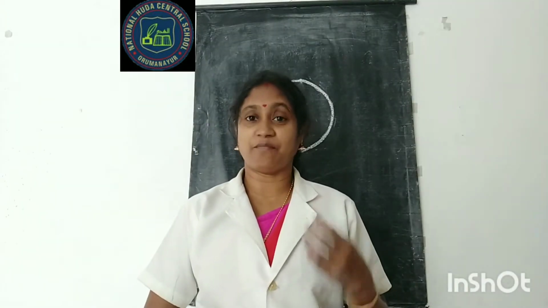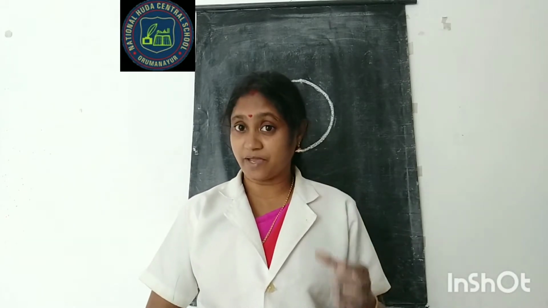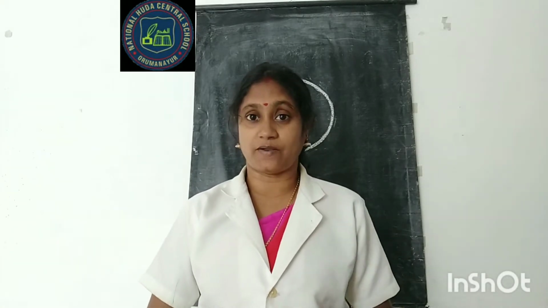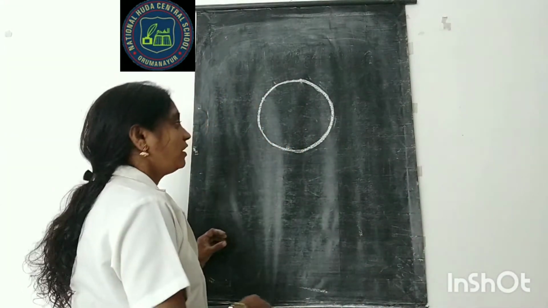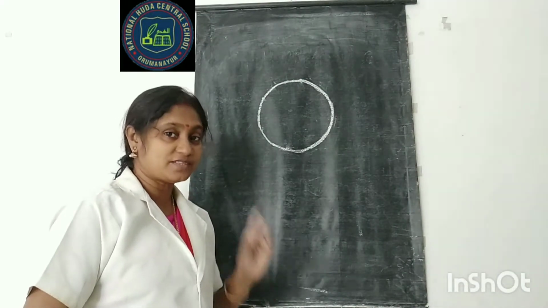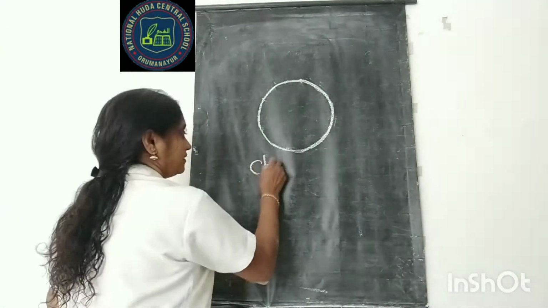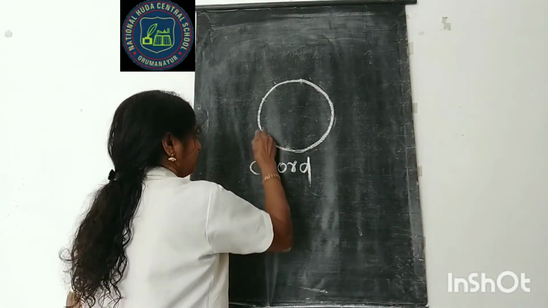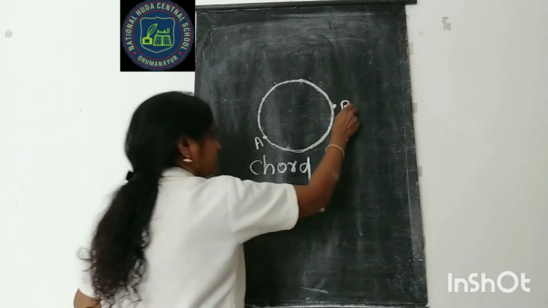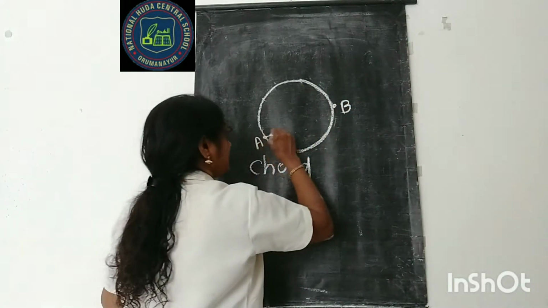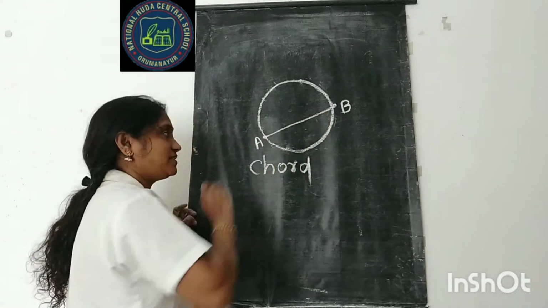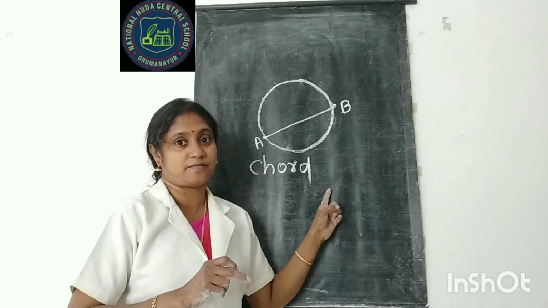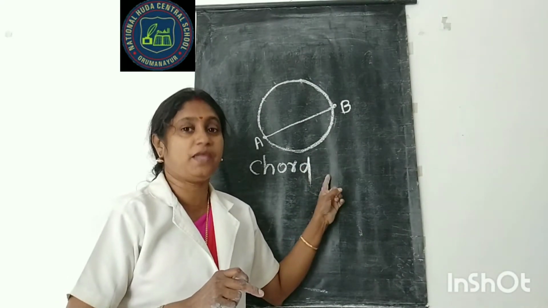Now, we can study about chord. The line segment whose endpoints lie on the circle is called a chord. Suppose there are 2 points A and B on the circle. The line segment connecting these 2 points is the line segment AB, and this is called the chord AB of the circle.